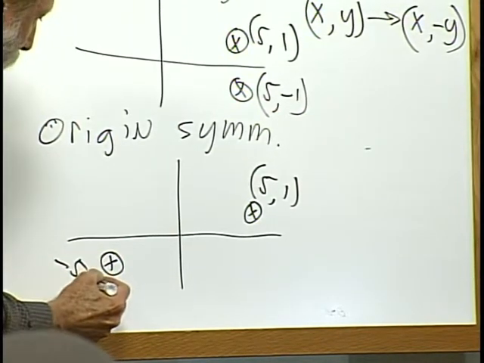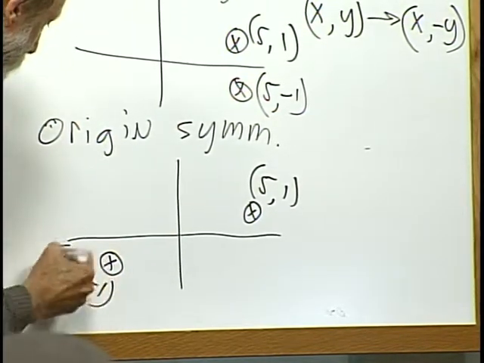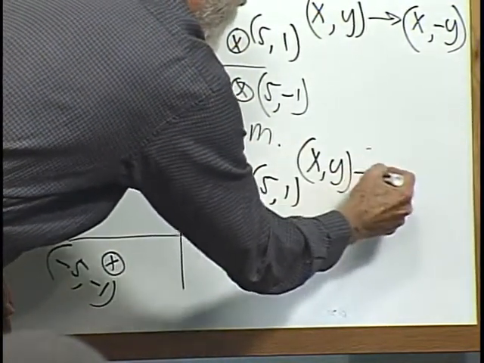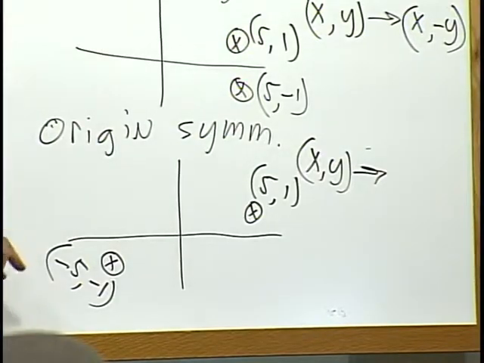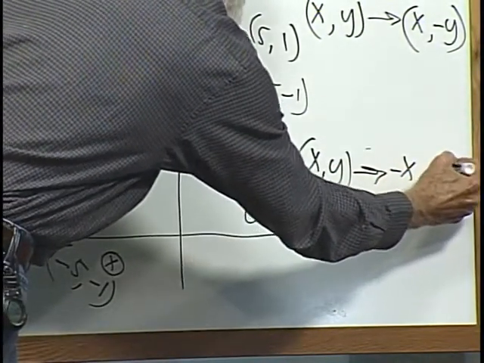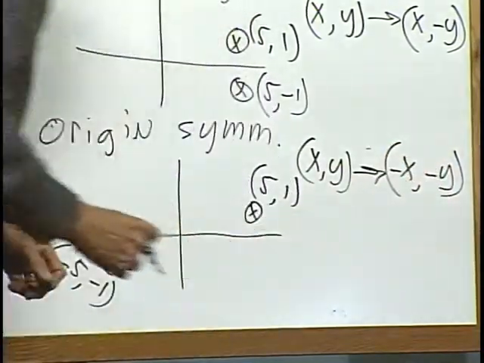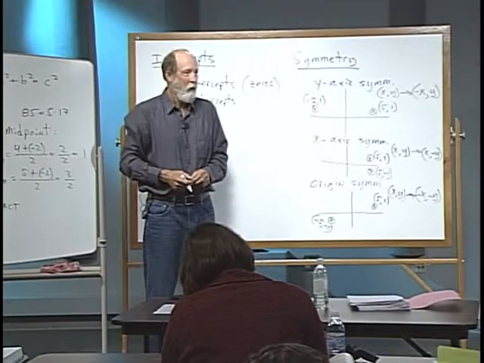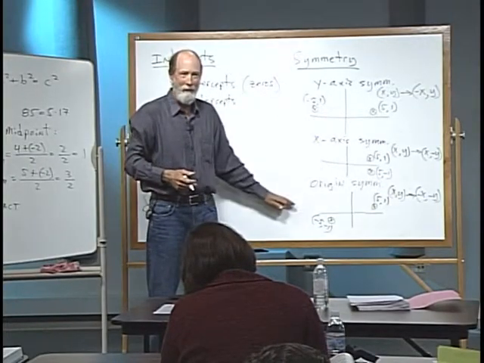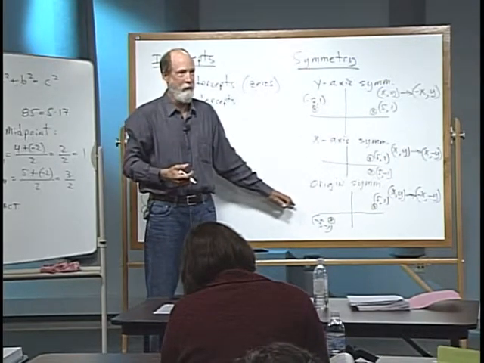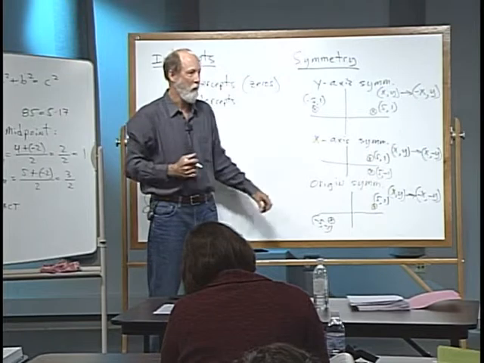Negative 5, negative 1. So the point xy transforms itself to the opposite x reading, and at the same time, the y value becomes the opposite. Okay. Don't forget this, because we're going to expand on this idea pretty soon in a very useful, practical way.